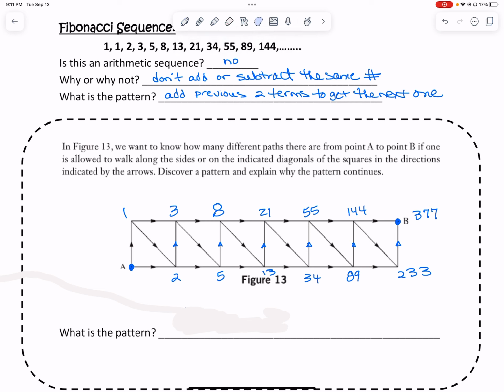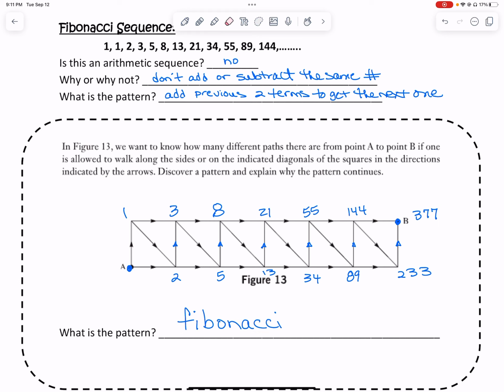I've got my one way to get there. Now there's two ways. I could go this way or I could go straight. Here, there's three ways. I could go 1, 2, or I could go 1, 2. Okay, so there's three ways to get there. So I could keep going, and my Fibonacci sequence would go all the way to 377. So my pattern is the Fibonacci sequence.